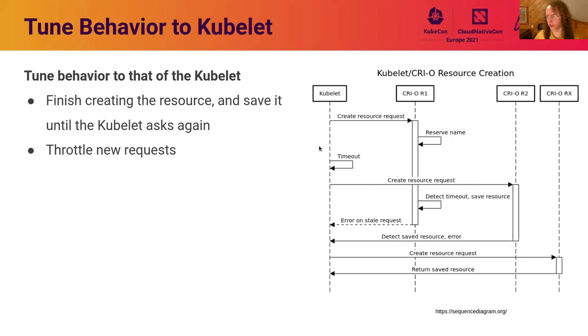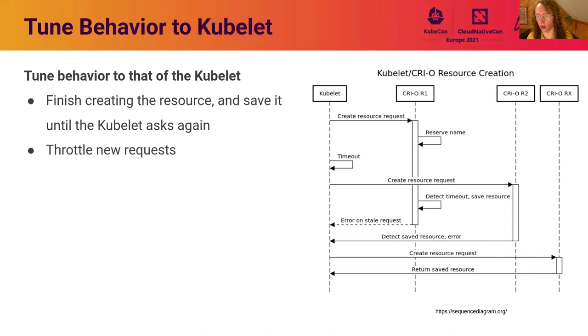I've changed up the diagram a little bit because it's not entirely clear if there aren't different routines. CRI-O R1 stands for routine one, the Go routine that is processing the original request. So the same thing happens. Request comes in, CRI-O reserves the name, Kubelet times out. That's all normal. Kubelet sends a new request to a new CRI-O routine, which was happening before.